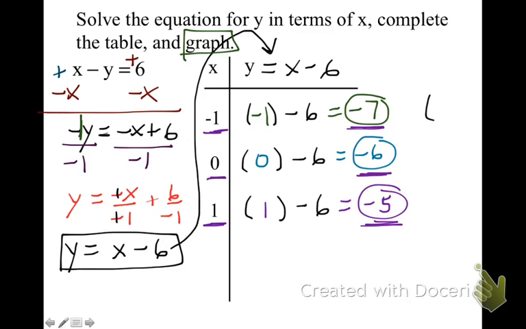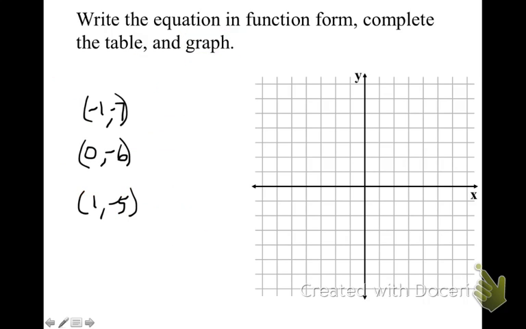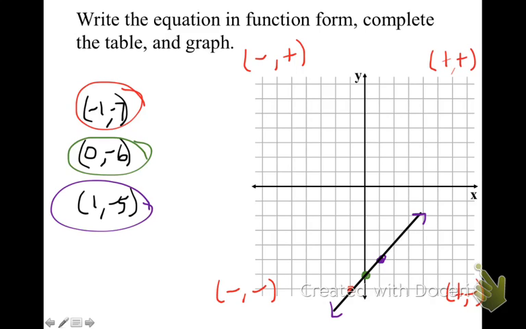So my first coordinate point, my x value is a negative 1. My y value, negative 7. Next, my x value is 0. My y value, negative 6. My other x value is 1. My y value is negative 5. Now we're going to take these 3 values and use them to graph. So in your notes, you should have this graph, these 3 coordinate points, and go and try it on your own to graph them. If you're graphing at home, your graph should look something like that.